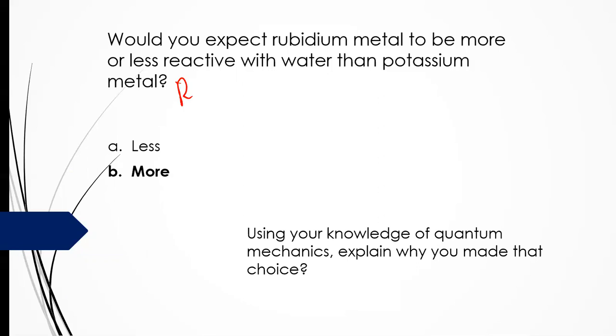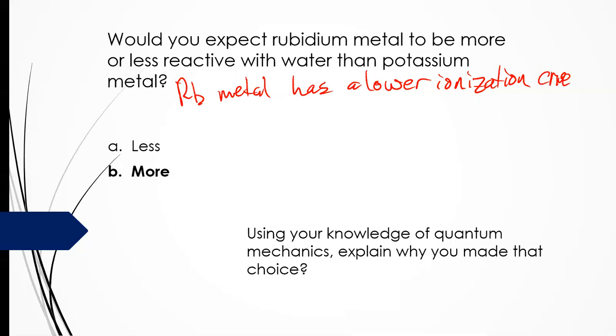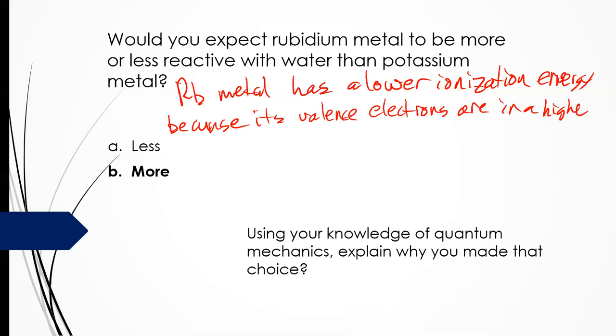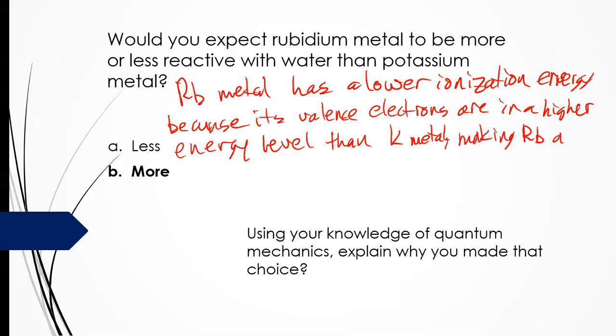So you could say rubidium metal has a lower ionization energy because its valence electrons are in a higher energy level than potassium metal, making rubidium an easier to ionize metal and a more reactive metal.